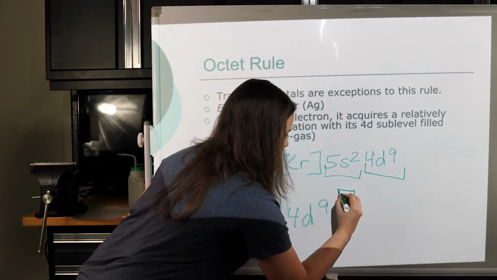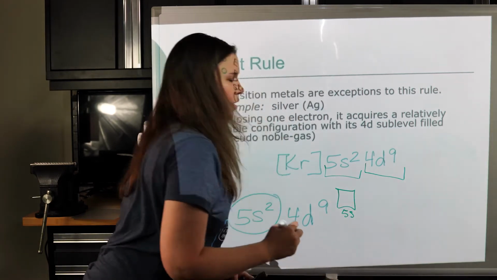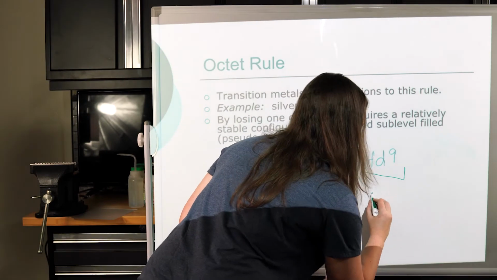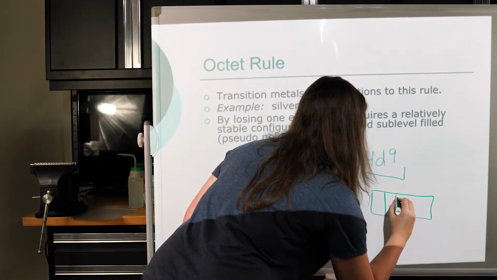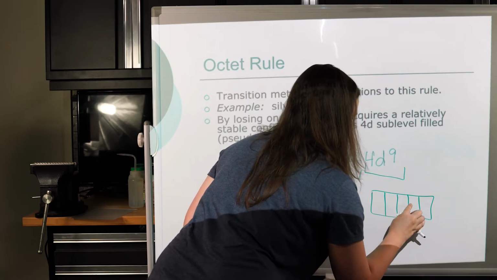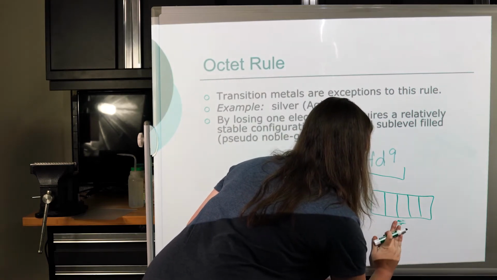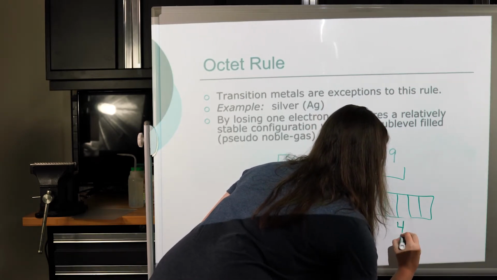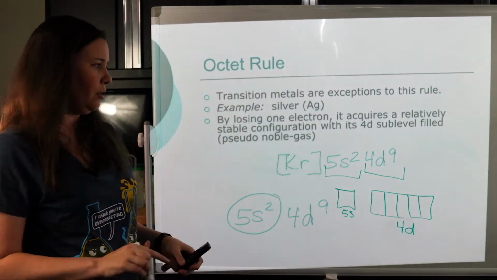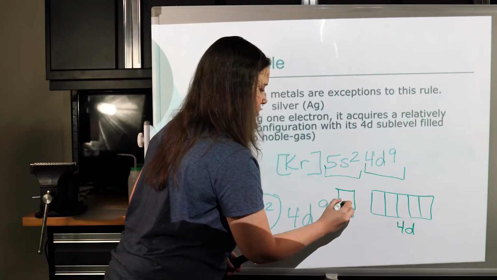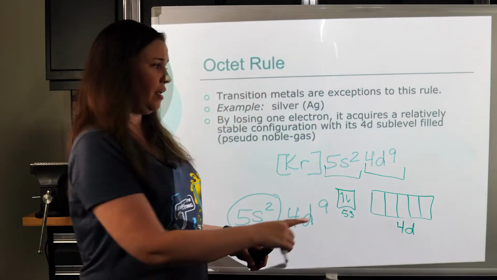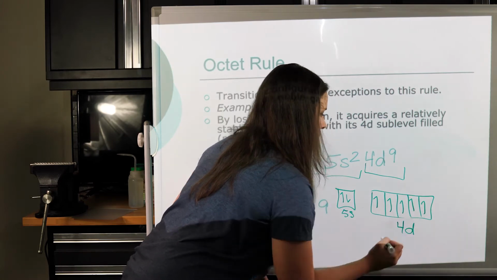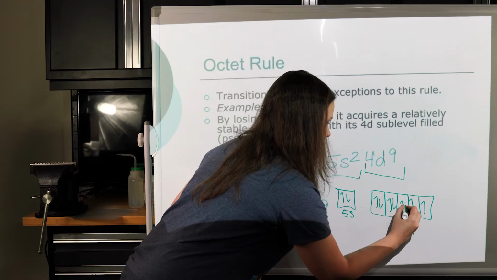So 5s, we would have one block. And then how many boxes did d have? Like how many orbitals come with a d orbital? There would be 5. So let's go ahead and set up our 5 boxes. 1, 2, 3, 4, 5. For not the 5d, the 4d. All right, now let's place our arrows. So 2 arrows in 5s going opposite directions, and then 9 arrows in the d. So up, straight across, following Hund's rule, but then to pair the last 4, we'll go the opposite directions.